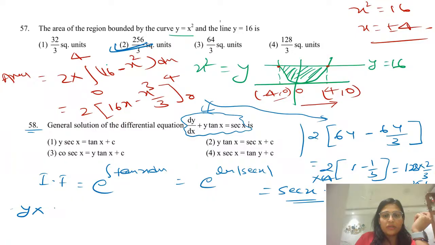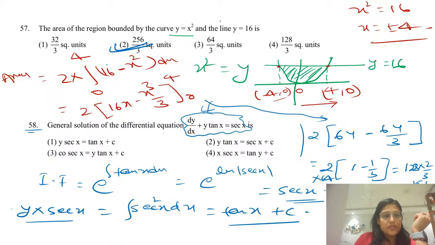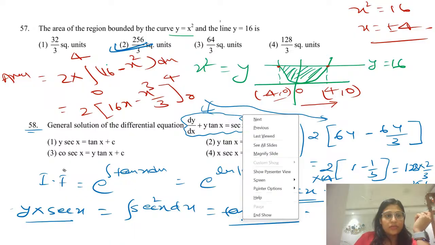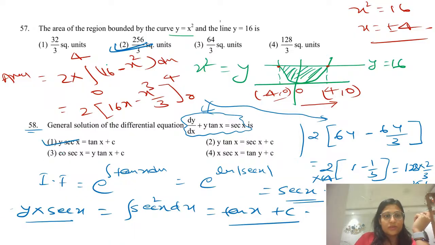Y into the integrating factor, that is sec x, is equal to the integration of what? Q x sec x into sec x, sec square x. That is nothing but tan x plus c. So which option is correct? y sec x is equal to tan x plus c. The first option is correct for this.